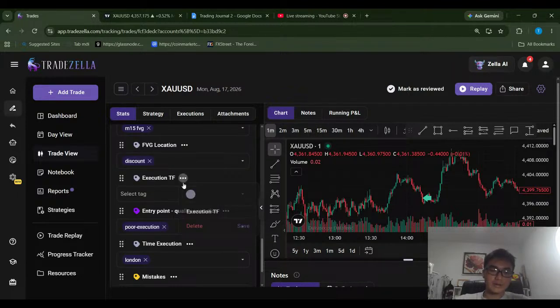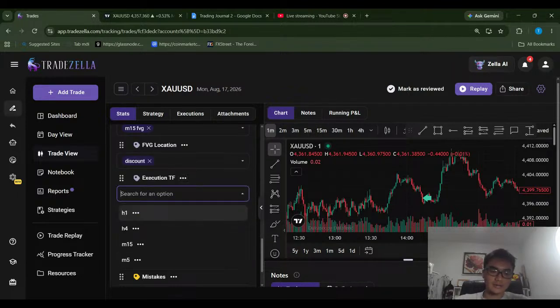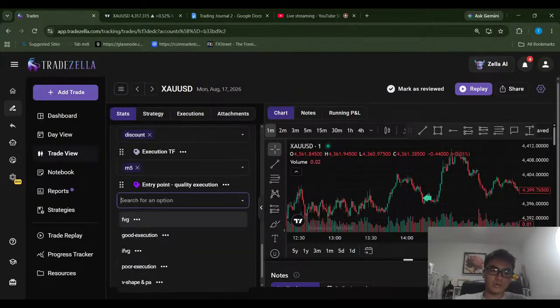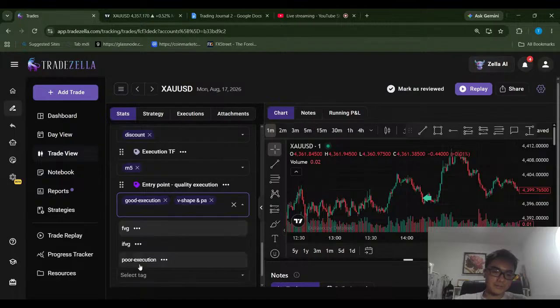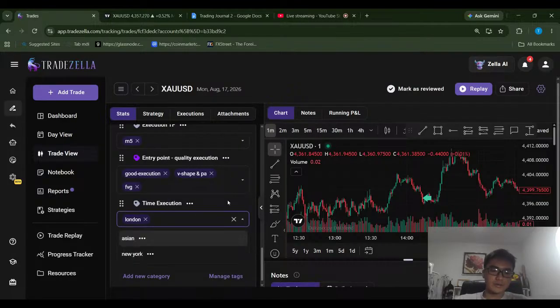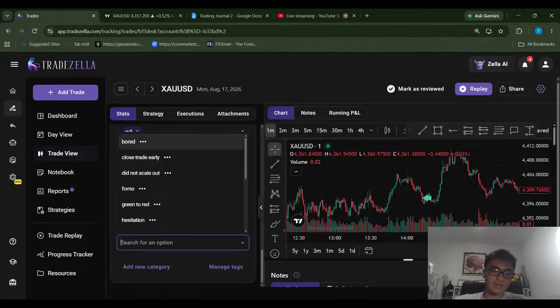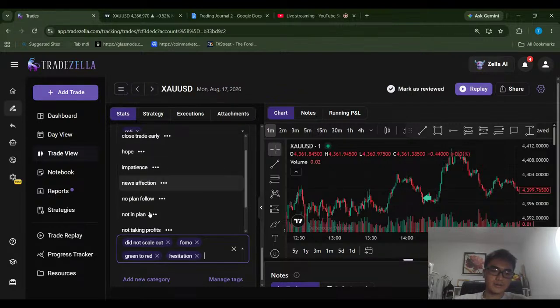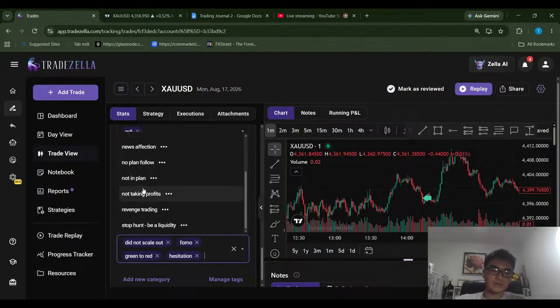And for the execution time frame, I use the M5, the 5-minute time frame, for the push. I do not have a poor execution. The entry execution is very good. This is the V shape. This is the FVG. I use the FVG. Time execution learning session. Yes, exactly. There's no scale out, fear, regret, hesitation, nothing to profit.